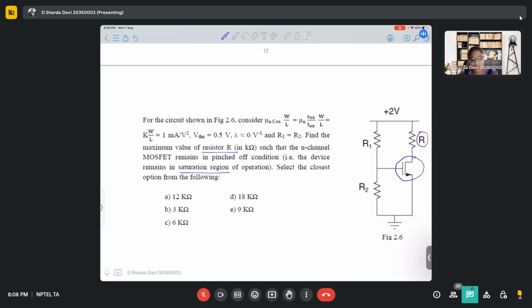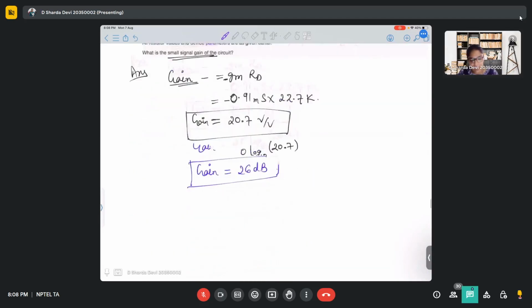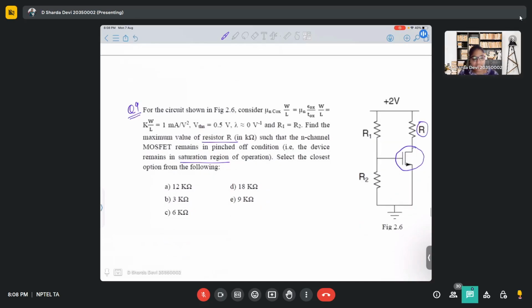I'll post this so you can try this question out. Since it is already time, you can try this question out. The only change is NMOS and PMOS. And when you see lambda equal to 0 volt inverse, that simply means that you are considering an ideal transistor. That is, your transistor is behaving as an ideal current source. That is the idea.